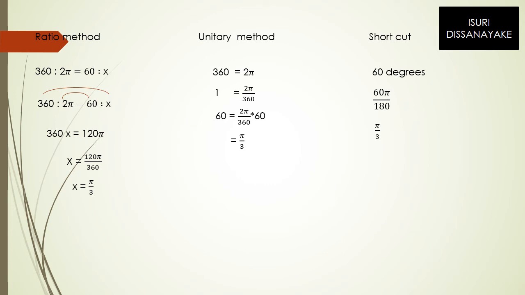Also, there's a shortcut. What do you do? They want you to convert 60 degrees into radians. You write it as 60 pi divided by 180. So your answer is pi by 3. You just write the degree value with a pi and you divide it by 180. So that's a shortcut.